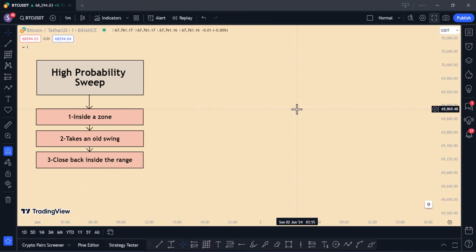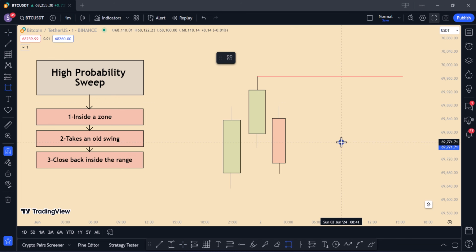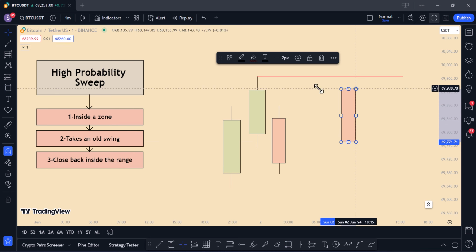The third factor or the third condition is closing back inside the range. What do we mean by that? So suppose that this is an old high. An old high is a formation of 3 candles. This is basic stuff. A sweep is something like this. A sweep and closing back inside the range is something like this.